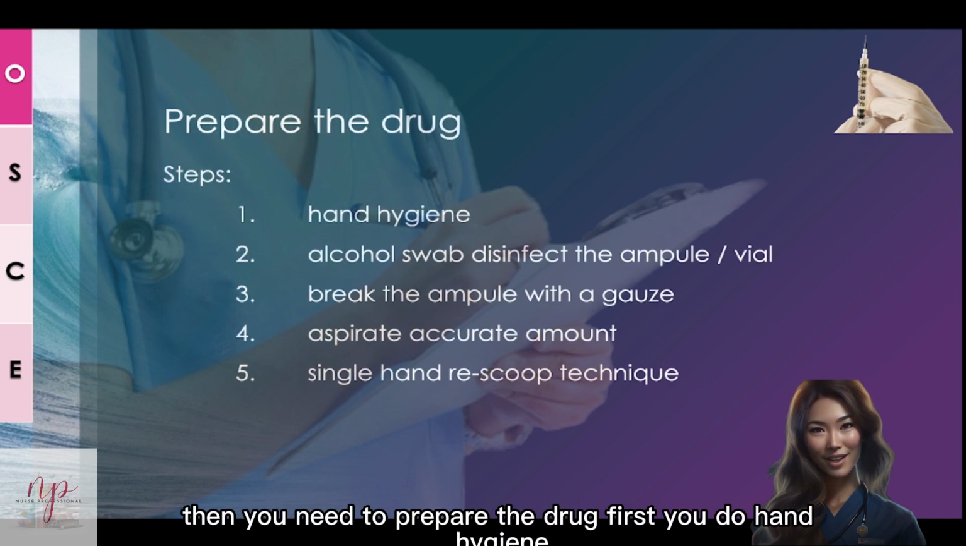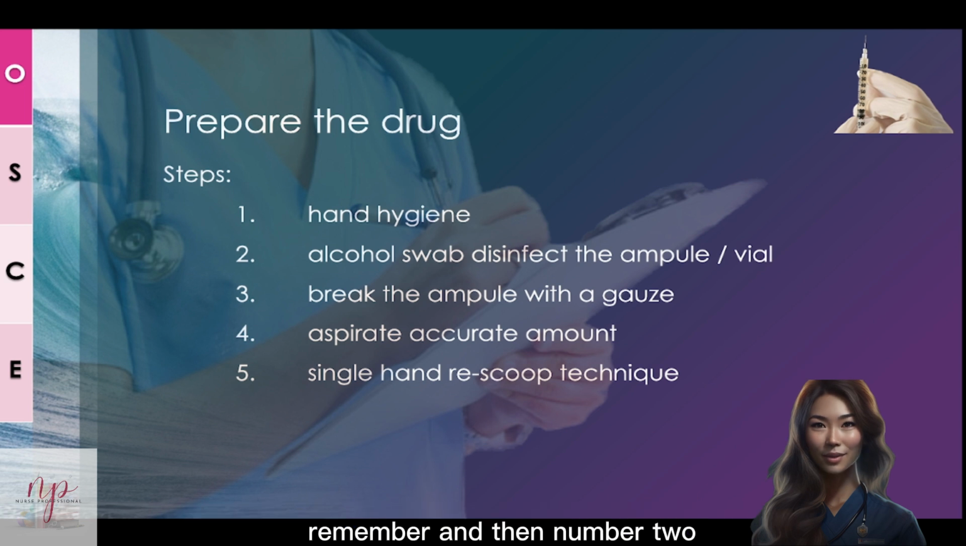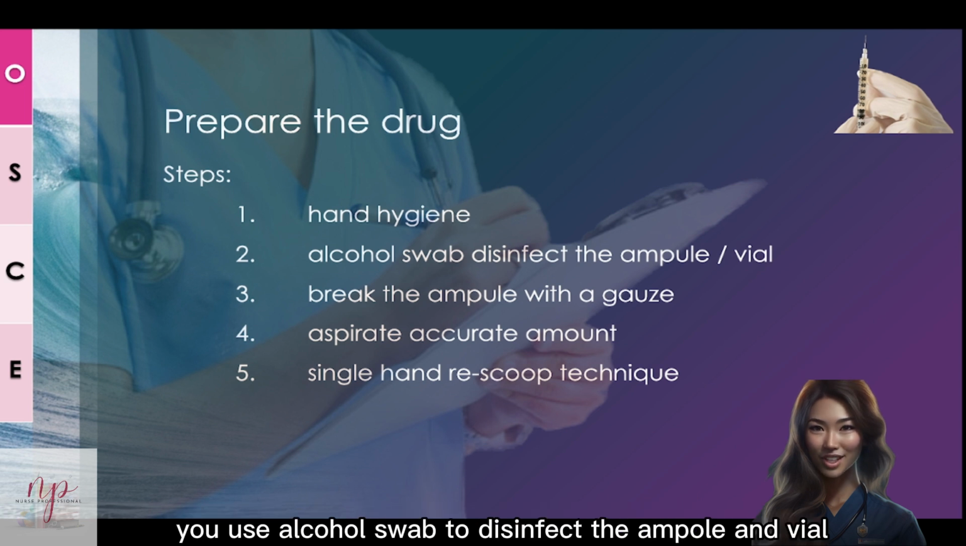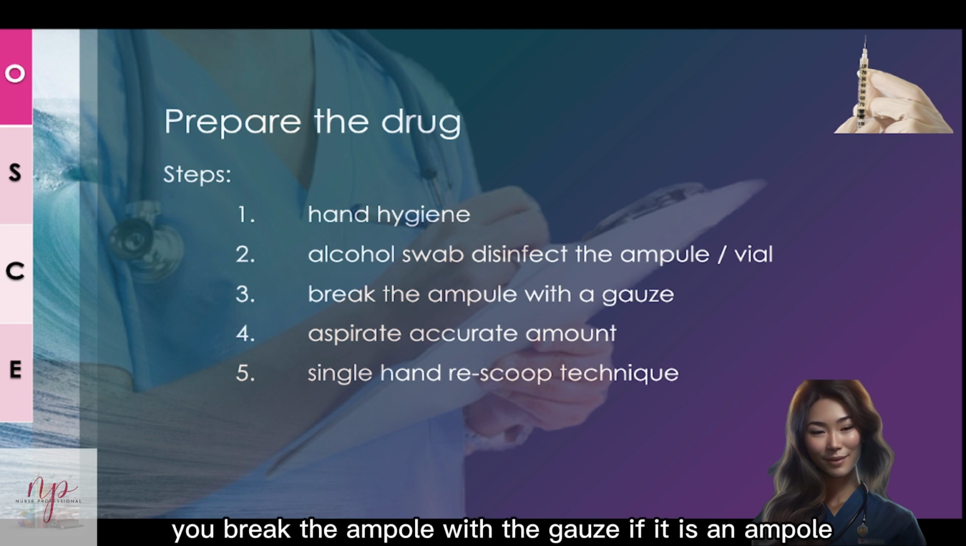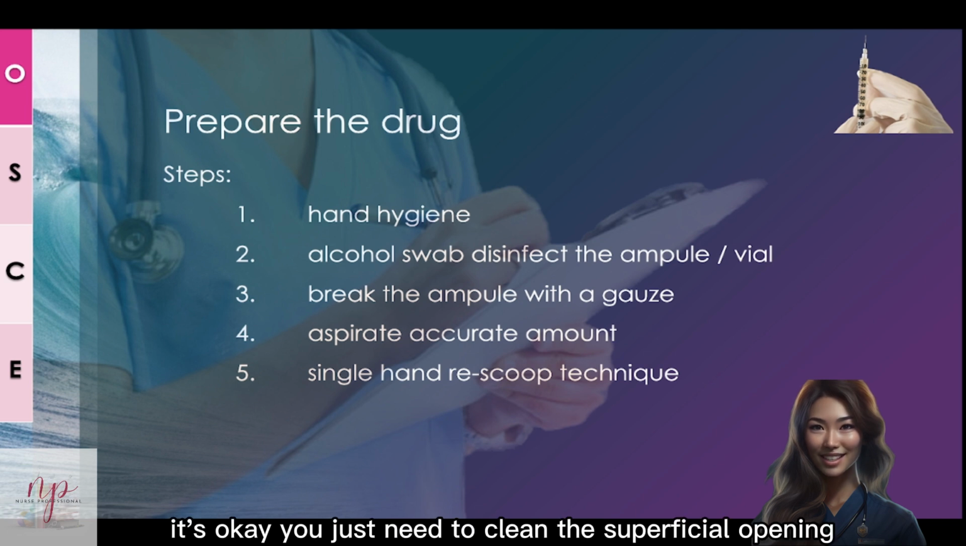First, you do hand hygiene, remember? And then number 2, you use alcohol swab to disinfect the ampoule and vial. Whenever you withdraw some liquids from an ampoule, vial or the saline solution, you need to clean the opening first. Clean it with alcohol swab for 30 seconds and then let it dry for 30 seconds. After that, number 3, you break the ampoule with a gauze if it is an ampoule. If it's a vial, then it's okay, you just need to clean the superficial opening.